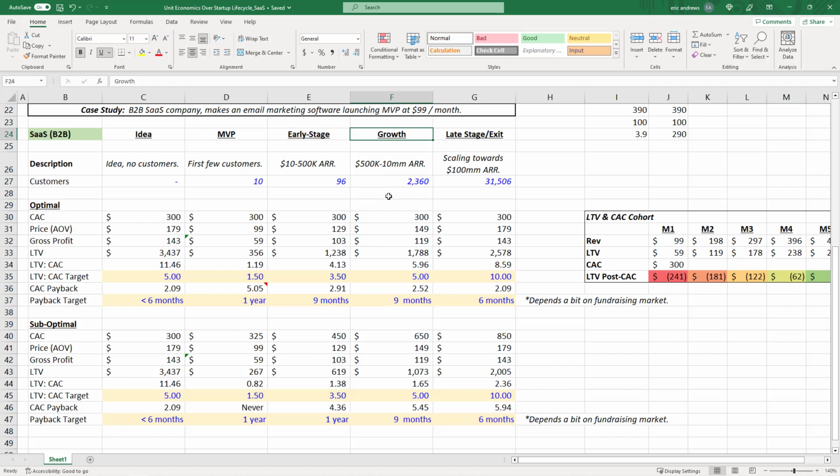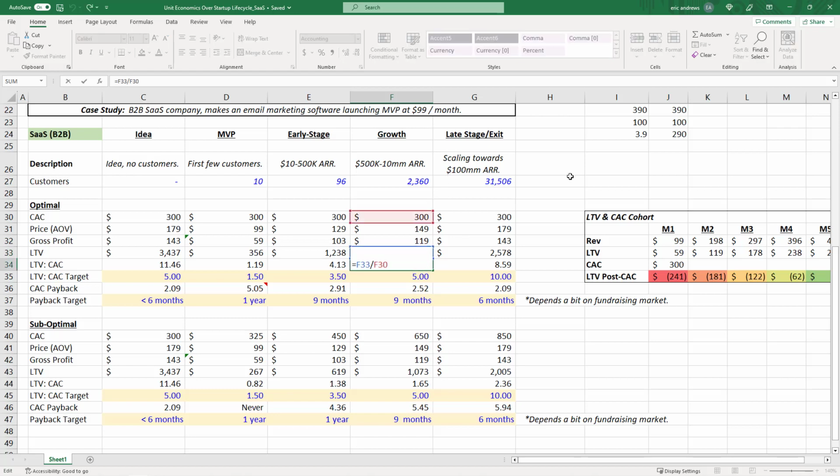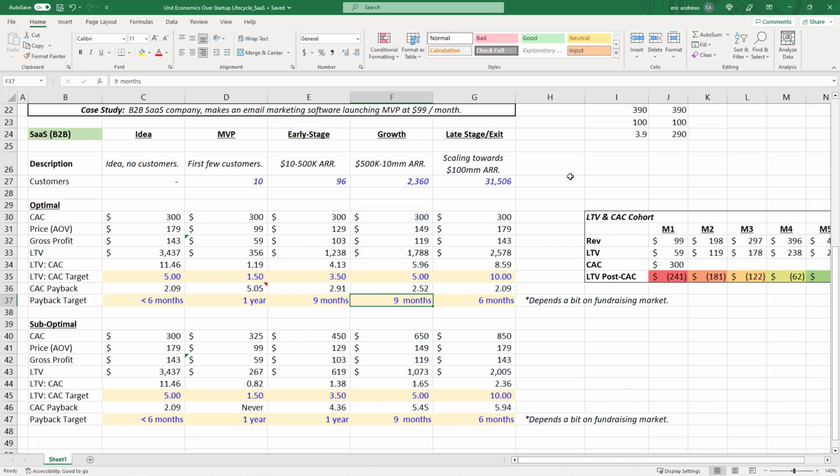Now we're getting into the growth stage. This is when we need to really start scaling up our business. So we're going from 96 customers to 2,360. We're saying that our CAC stayed the same. We've now increased our price another $20, and now our customers, instead of staying on for 12 months, are staying on for 15 months. So our LTV to CAC ratio has increased even more to 6. Our LTV to CAC target we're saying is 5, and our payback target is 9 months or less. And in this scenario, we're paying back the CAC in only 3 months.